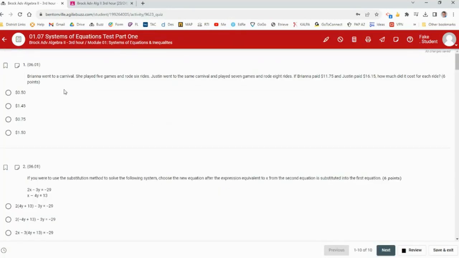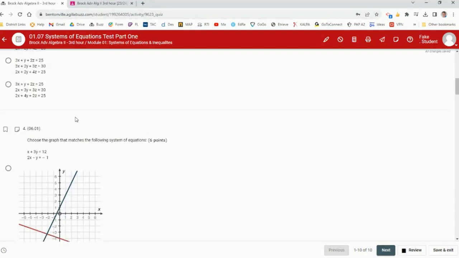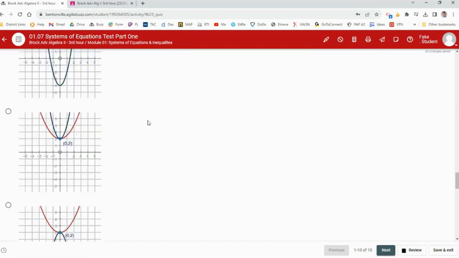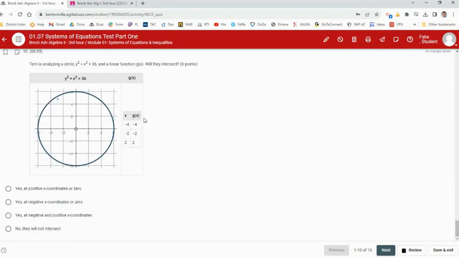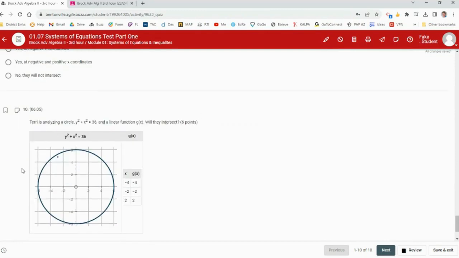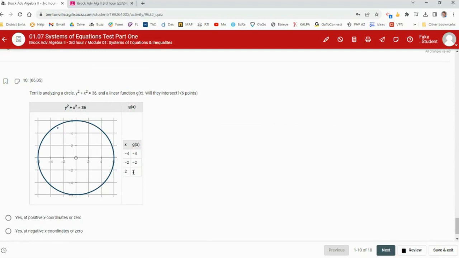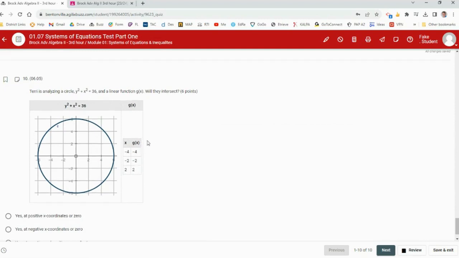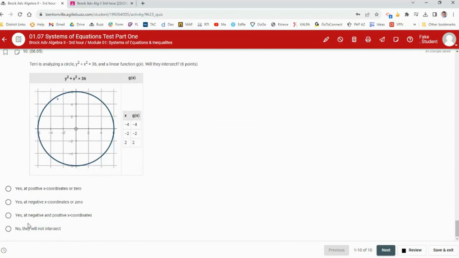So here we go. Let's see how many. There's multiple choice, 10 multiple choice questions in part 1. It gives you, like, an equation of a circle, and some points from a line, and wants to know, will that line intersect this circle? Yes at negative and positive x coordinates, yes both at negative, yes both at positive, or no.